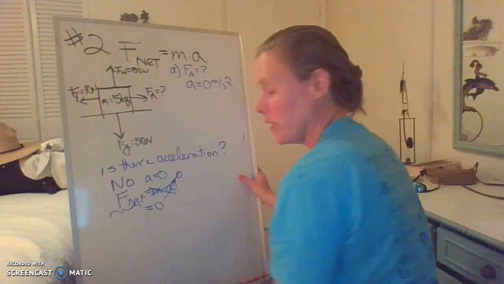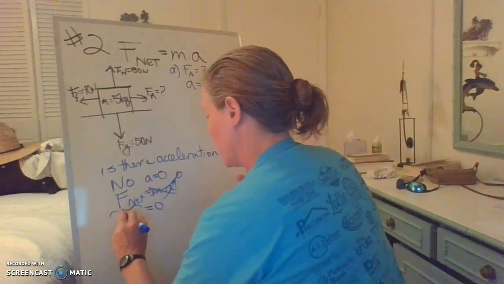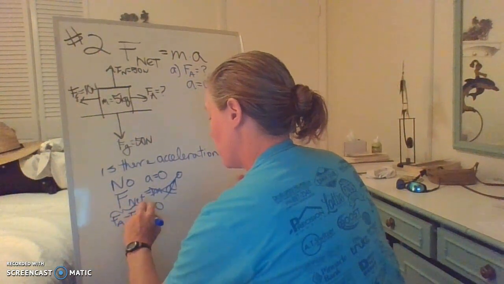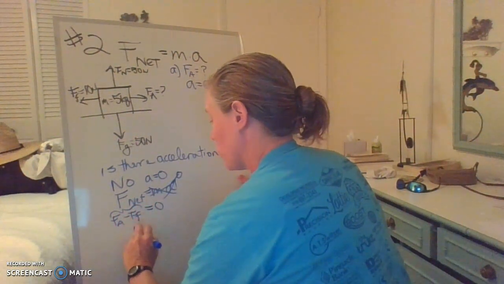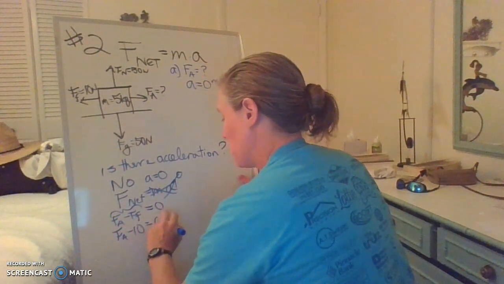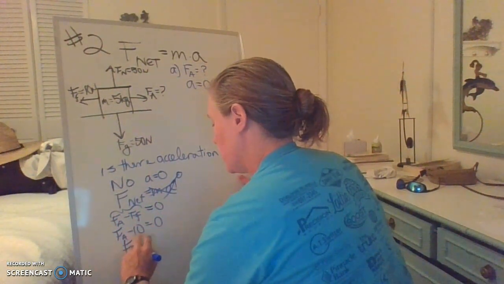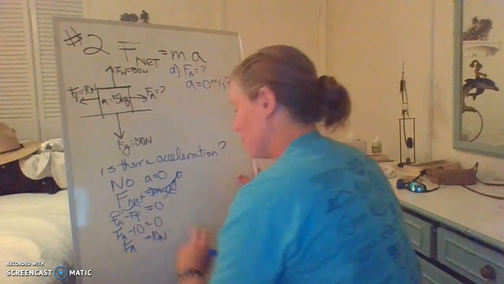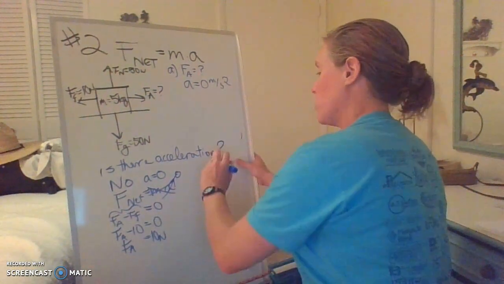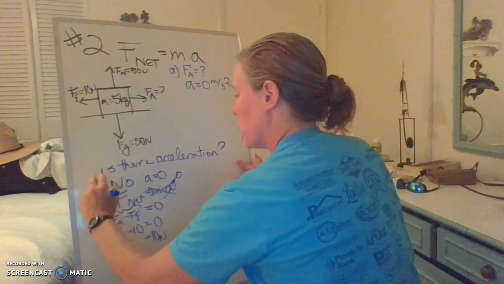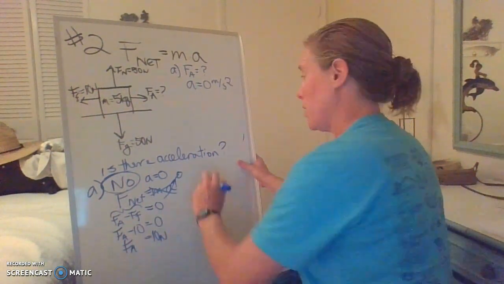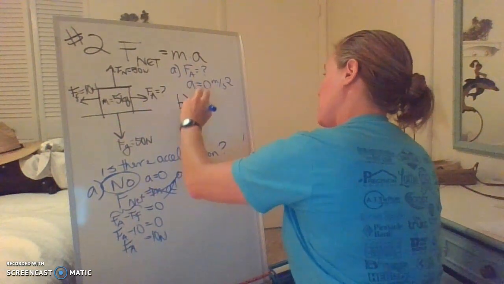Again, free body diagram. I've got force applied minus force of friction equals 0. Force of friction equals 10. What's my force applied? Force applied equals 10 newtons. That's the nice part. So this was part A, where there was no acceleration. So what about part B?